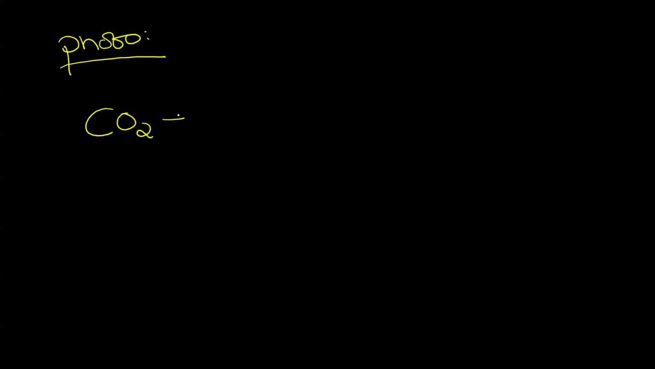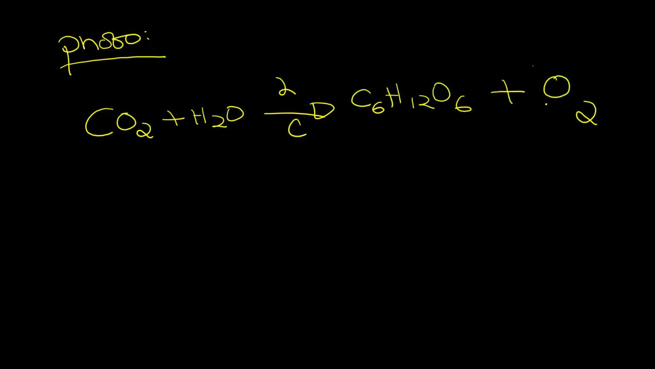Photosynthesis is carbon dioxide and water in the presence of light and chlorophyll to give me glucose, C6H12O6, and oxygen. We will balance that now. We will ignore the glucose and put a coefficient of 6 before every other molecule.